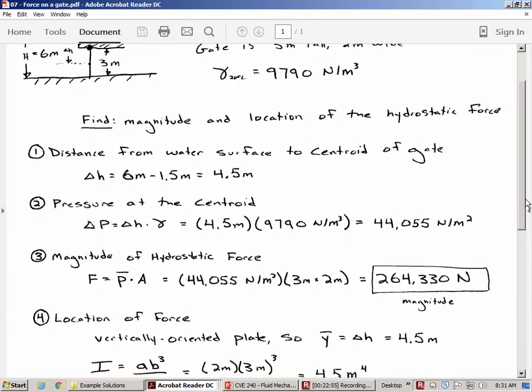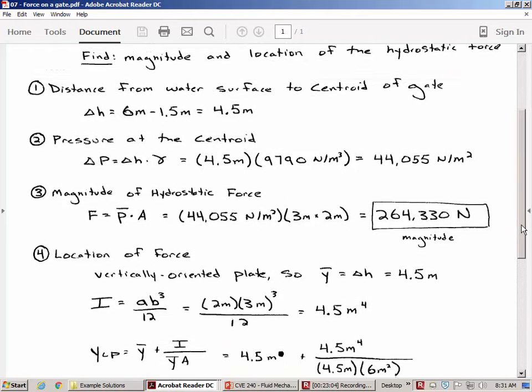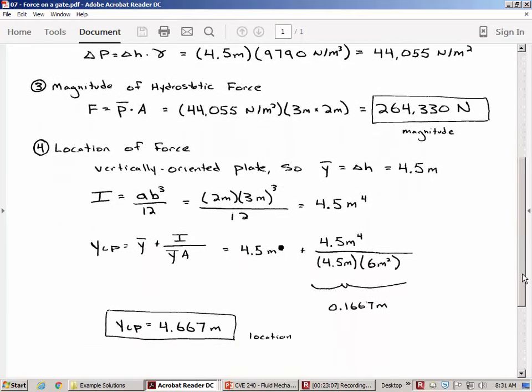All right. Then the location of the force. Vertically oriented plates are nice because y bar and delta H are the same distance. So you calculate the area moment of inertia and then the YCP. So that's where the force is located. And a warning, an answer is not completely right unless you've also included the units. So when I'm being at my most picky, like when I'm grading an exam, if you didn't write the units, I'd take off a little point, maybe half a point. Especially when I'm asking what is some distance in millimeters, then I want to be certain that you've made the conversion that's intended.